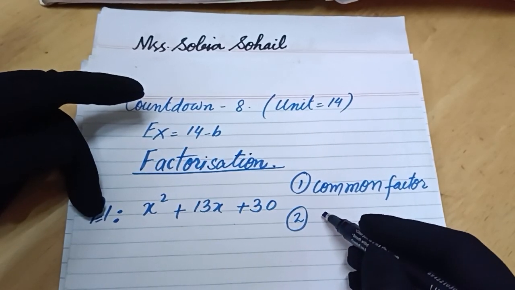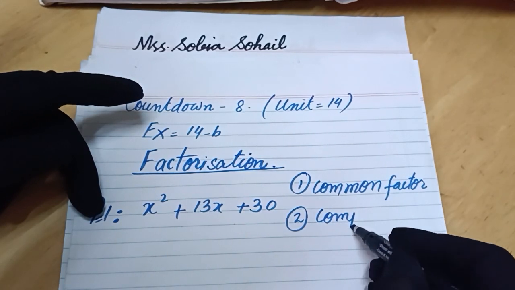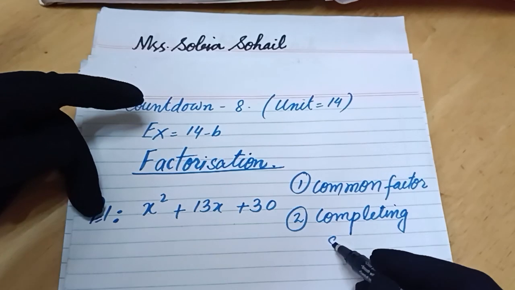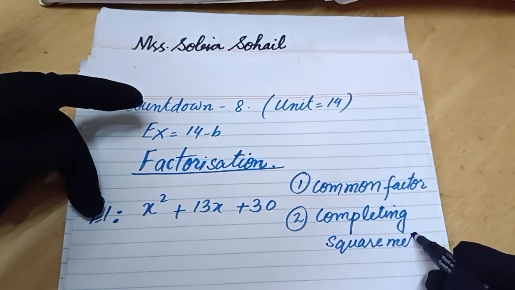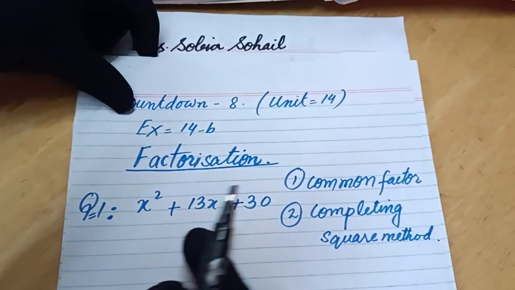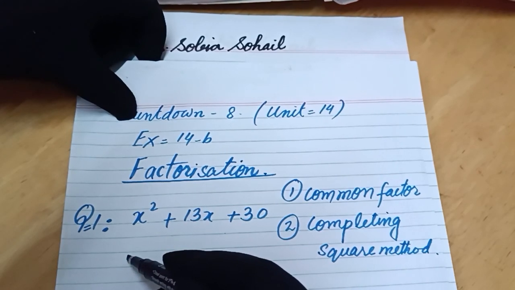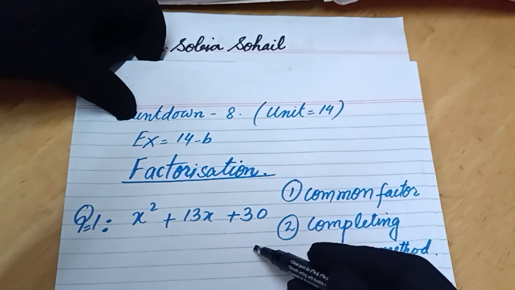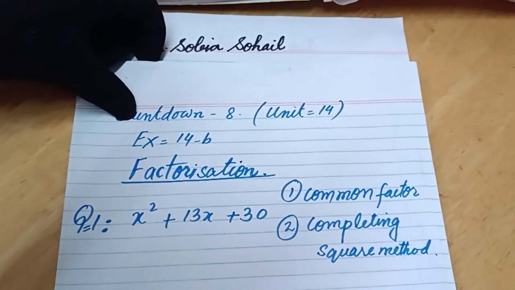check whether the completing square method can be applied or not. If the completing square method can be applied, your factorization will be very easy. The completing square method says that this number is a whole square. Fine, it's a square of x. This number must be a whole square number. No, 30 is not a whole square number. So we cannot go for this method also.